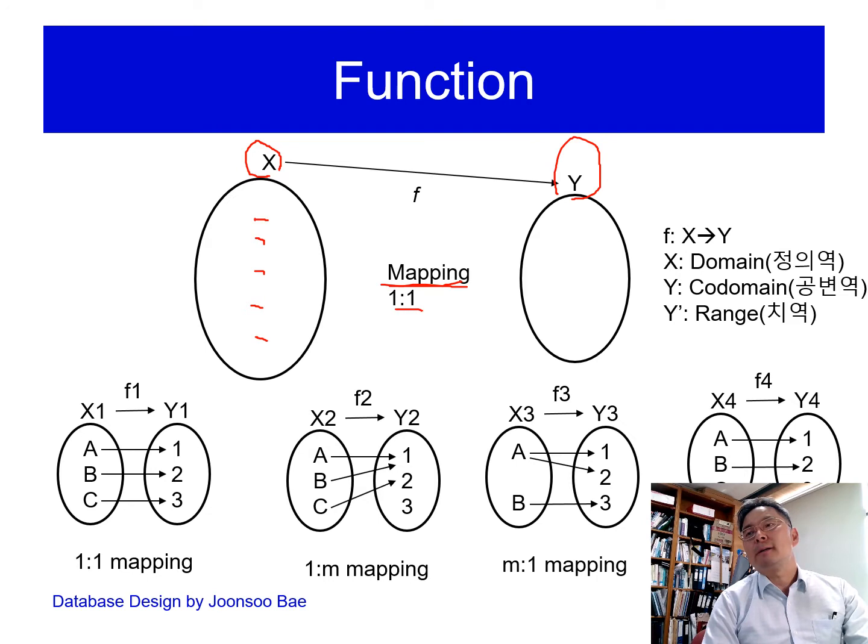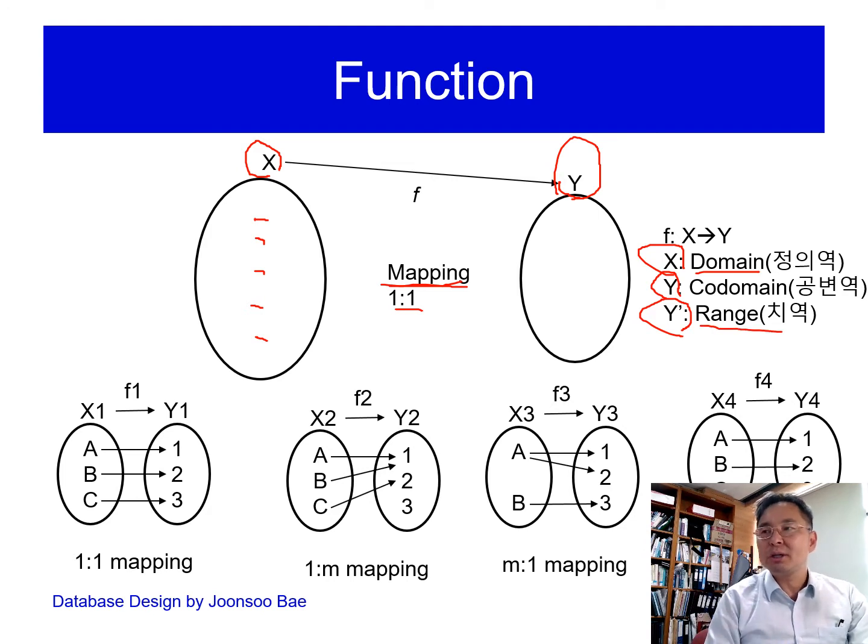If there is one mapping from X to Y, we call the X set the domain. In Korean, it is 정의역, and the Y set is called the codomain, 공변역 in Korean. Especially the subset of Y, called Y prime, that is mapped from the X set is called the range.